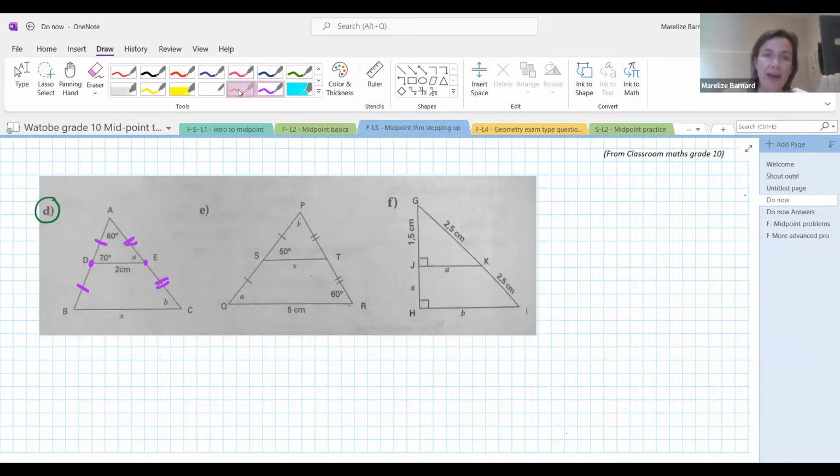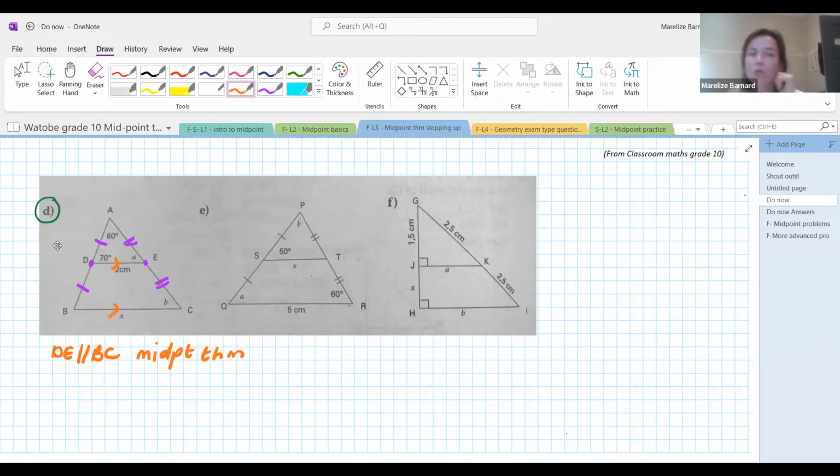So from that, we can conclude, oh, there's a line connecting the midpoints. So that means that line must be parallel. So DE must be parallel to BC. So well done to those of you who said that. DE parallel to BC, midpoint theorem.